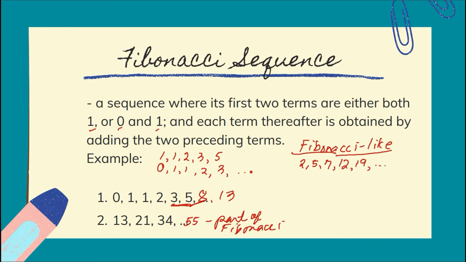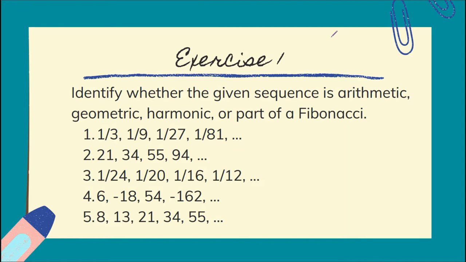Okay, so we have an exercise here. Let's see whether you know the difference between arithmetic, geometric, harmonic, or Fibonacci sequences. Okay, so let's just identify them. So number one, we have 1/3, 1/9, 1/27, 1/81. So what is the answer? So this one is geometric because our common ratio is 1/3. So we are just multiplying it by 1/3. And so on.